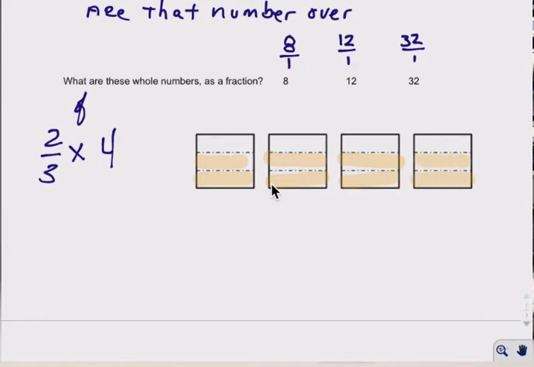okay, we have how many shaded in now? We have 1, 2, 3, 4, 5, 6, 7, 8. And what are they? They're thirds. So we have 8/3. So what we just said is 2/3 times 4 equals 8/3. Well, don't forget what we talked about up top. We talked about any whole number written as a fraction is that whole number over 1. So 2/3 times 4 is 8/3.